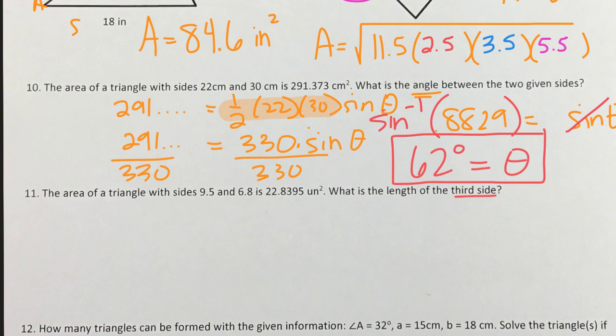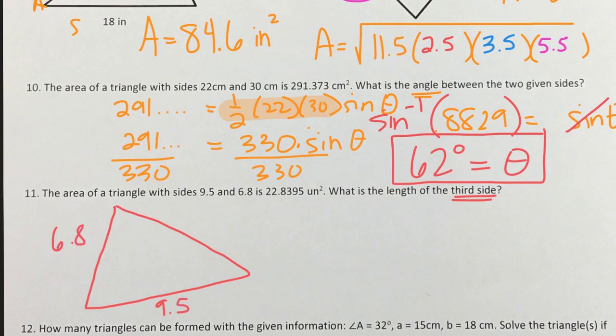What is the length of the third side? Of course, we would make you do this. So let's draw our triangle. One side is 9.5. One side is 6.8. And we know the area. So if I want to find the third side, I need to calculate the angle across from the third side. Then I could use my law of cosines.